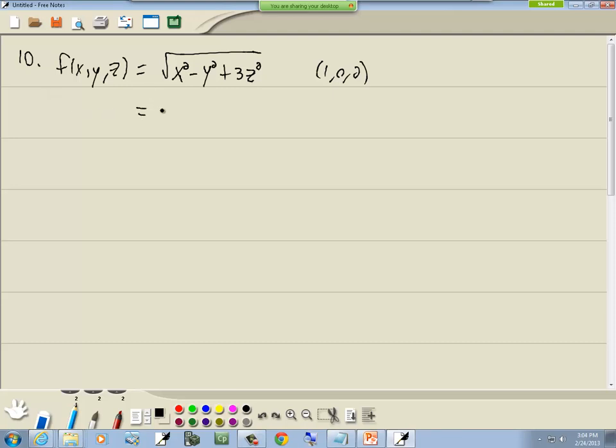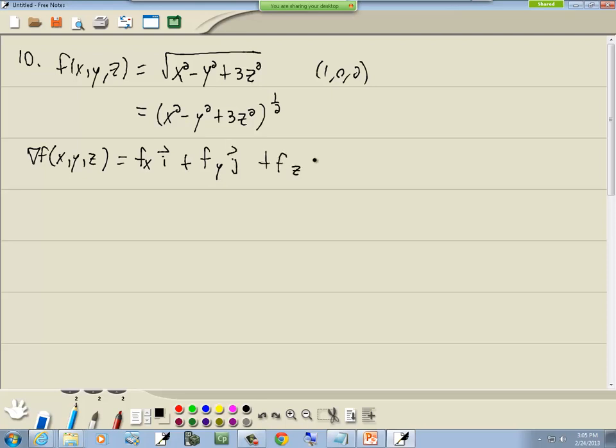Well, first off, I want to write this as x squared minus y squared plus 3z squared to the 1/2 power. And we need to find the gradient. So del f of x, y, z is going to equal the partial with respect to x, i, plus the partial with respect to y, j, plus the partial with respect to z, k.